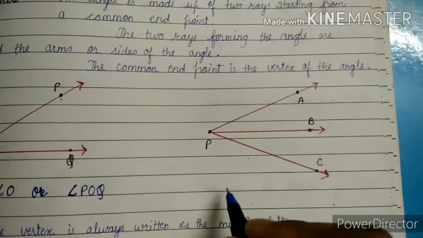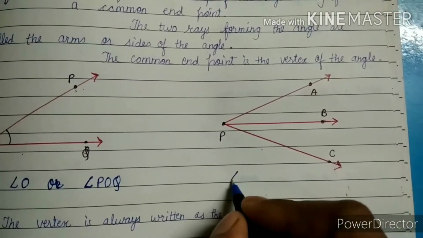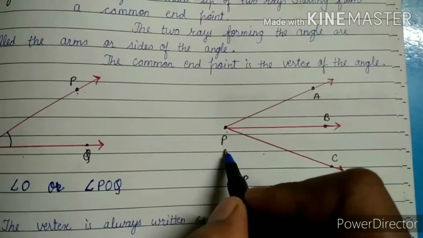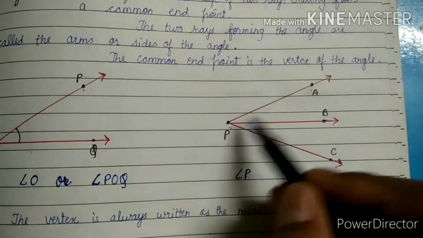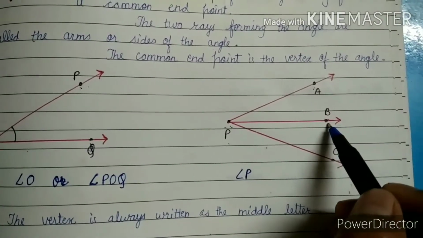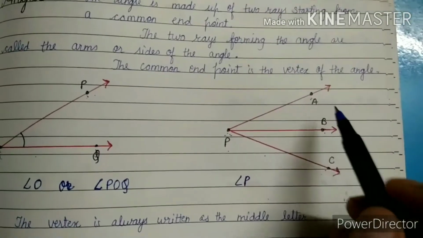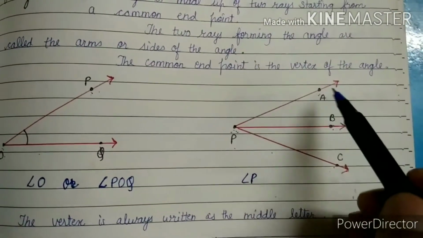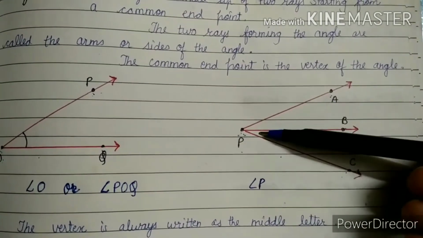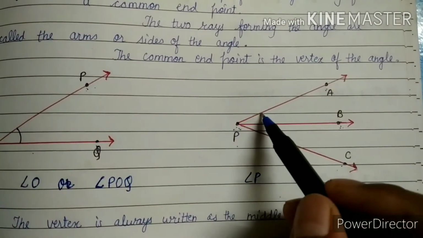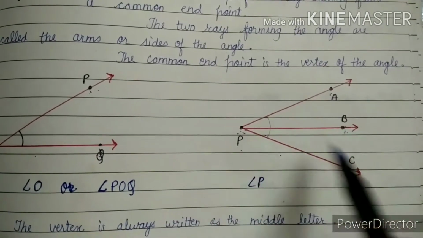Now the next figure. The angle name is also angle P, because vertex P is the common point, or we can take PA. As you can see, this is our first ray, PA. PB is our second ray, and PC is our third ray. When we take the full figure from first to last, PB is the middle ray. So we are taking the whole angle at P, which is made from ray PA and ray PC.